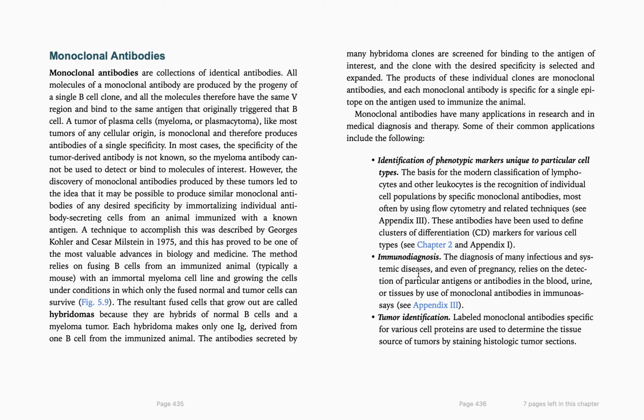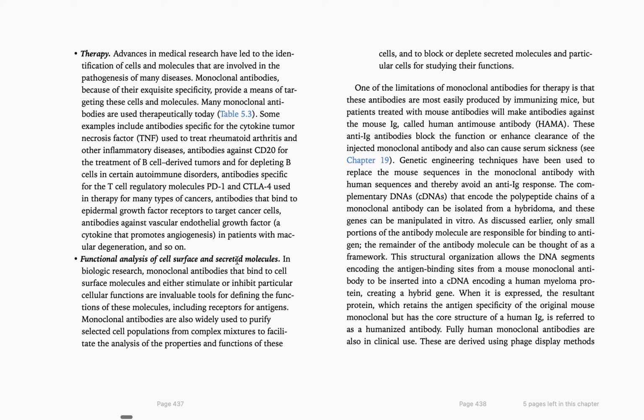Immunodiagnosis. This is the second application, immunodiagnosis. The diagnosis of many infectious and systemic diseases and even pregnancy relies on the detection of particular antigens or antibodies in the blood, urine, or tissue by the use of monoclonal antibodies in immunoassays. Tumor identification. Labeled monoclonal antibodies specific for various cell proteins are used to determine the tissue source of a tumor by staining histological tumor sections. Therapy. This is the fourth application.